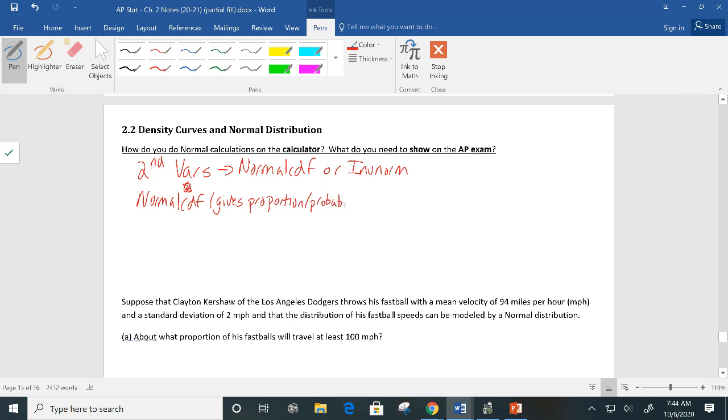When you go to NormalCDF on your calculator, it's going to ask you to plug in several things. It's going to ask you for the lower bound, the upper bound, mu, which is your mean, and sigma, which is your standard deviation. It's important that you're labeling all of these things on the calculator when you're doing this.